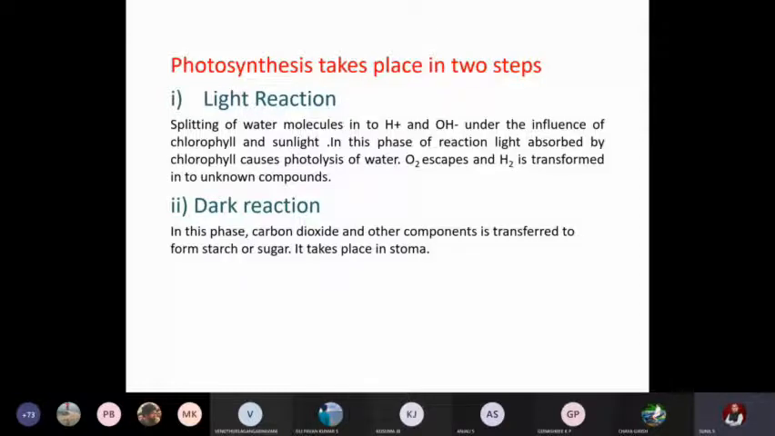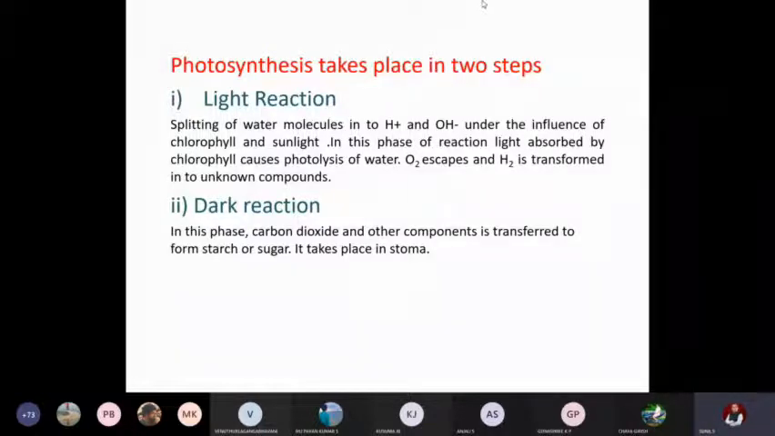First, a splitting of water molecules into H plus and OH minus under the influence of chlorophyll and sunlight. Sunlight is a major part here. Without sunlight, this reaction cannot take place. That is why, during daytime, this reaction will be taking place, and oxygen will be released.